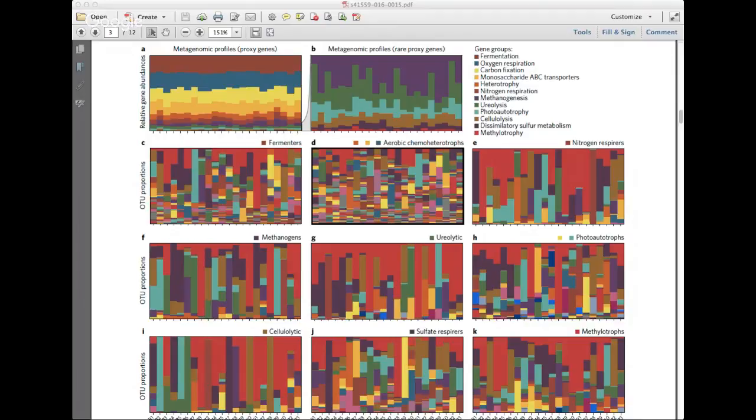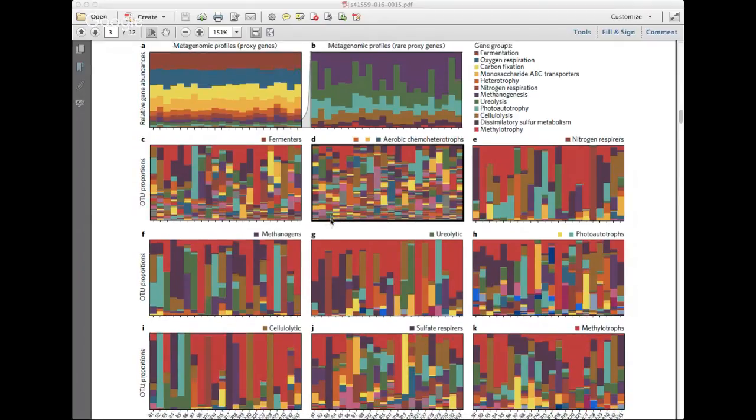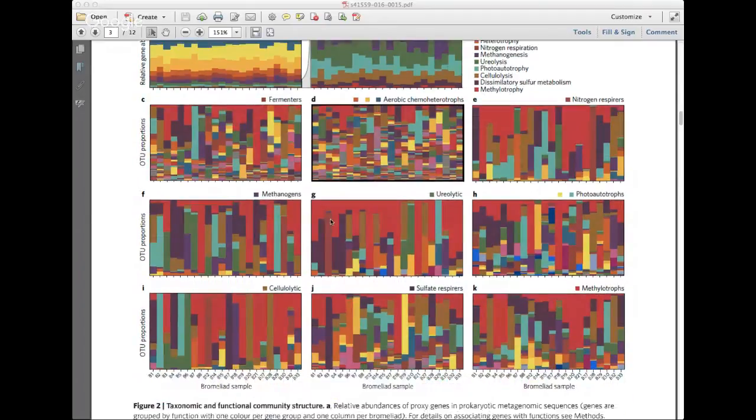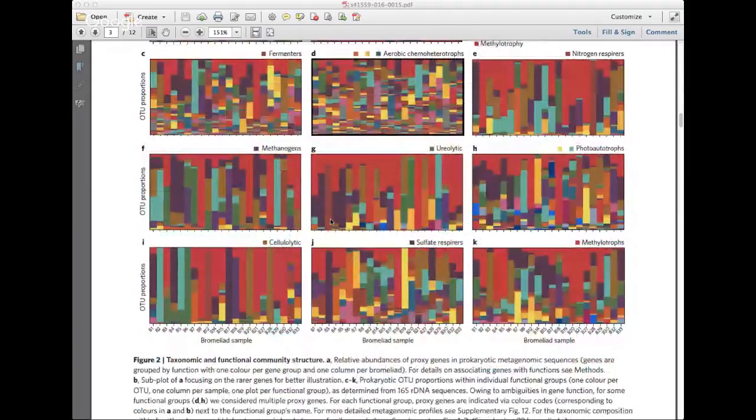And so they're going to say, okay, we've got stability in our functional community structure, and then we want to understand within these functional categories who is doing this stuff. And so then they go down to the rest of the panels and they start grouping some of the categories together so that they can get their 9. So the top of each panel tells you what that category is. So 2C is the fermenters. 2D is a combination of 3 of the functional categories that they were talking about before.